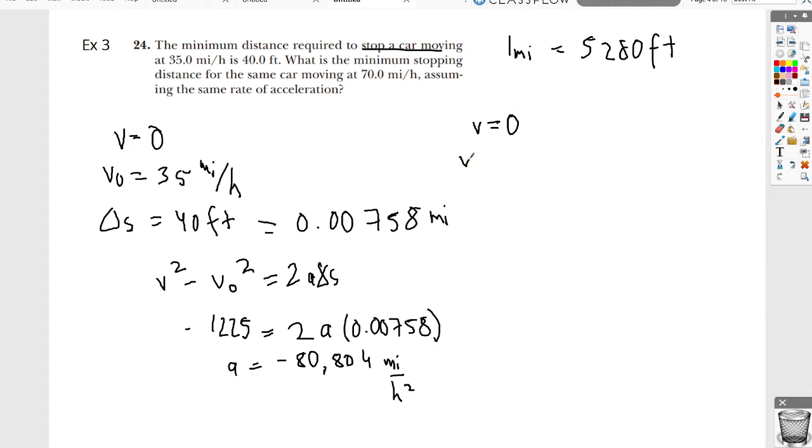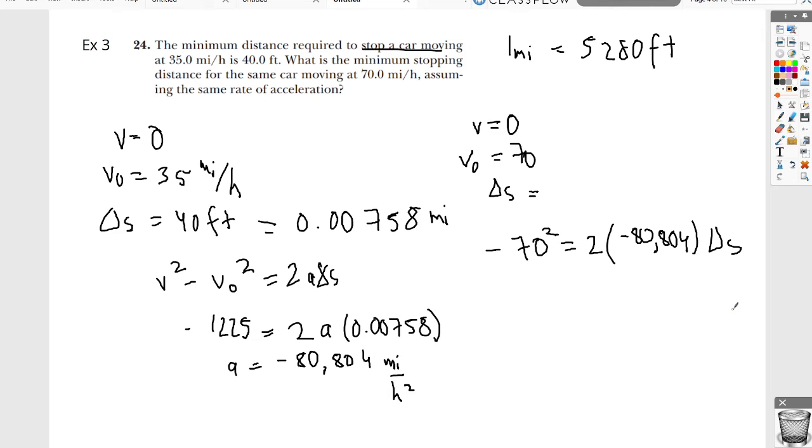Now our v is still 0. Our v naught is 70 now. Our delta s doesn't matter. Our delta s we need to find. But we have our a, and I'm not gonna transport the a. I'm just gonna leave it down there. Using the same formula, we'll get v squared, which is 0. So negative 70 squared is equal to 2 times negative 80,804, or 805 if you round, 804 if you truncate, times delta s.